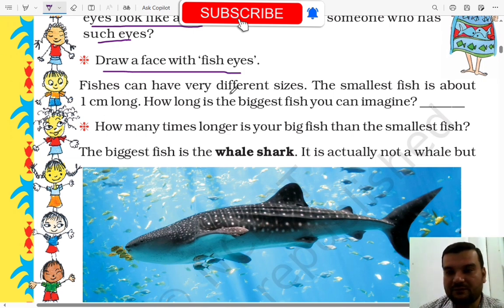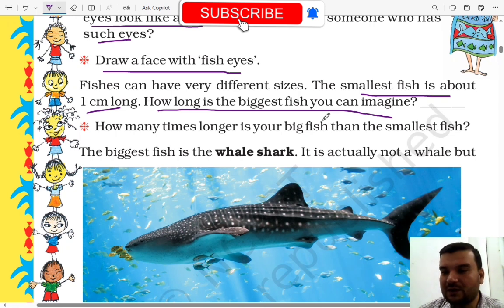Fishes can have very different sizes. The smallest fish is about 1 centimeter long. Okay, it means fishes can have different sizes. It can be as small as 1 centimeter. How long is the biggest fish? Can you imagine? Okay, so it may be up to many meters. Some are so long.